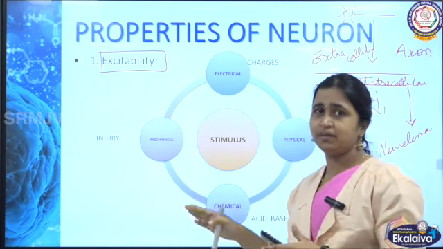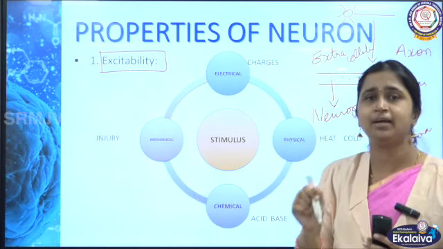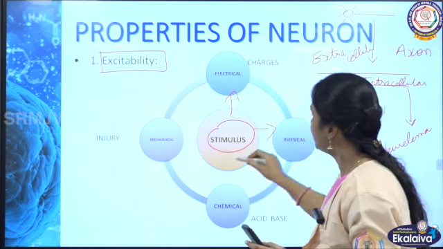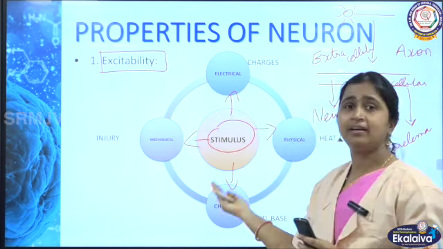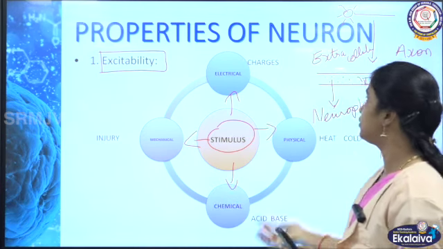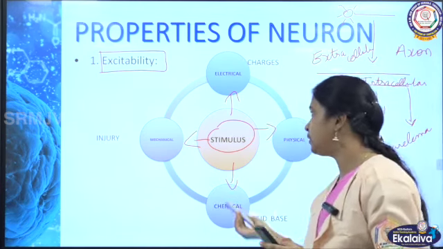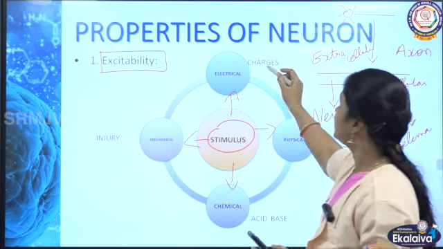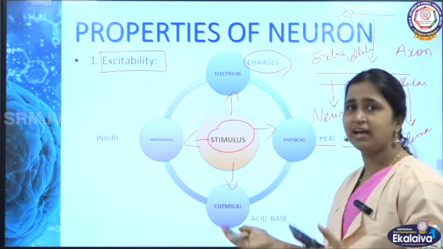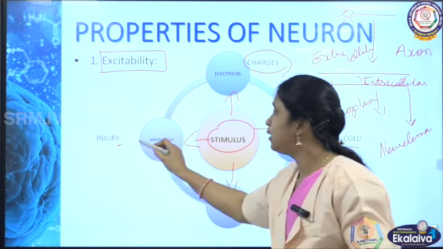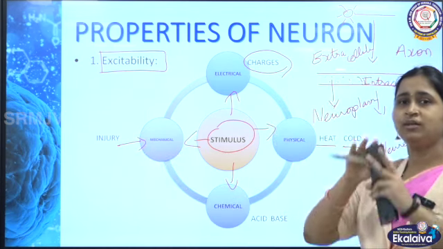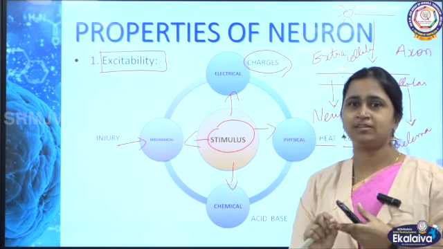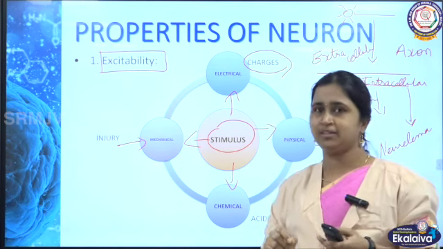So, what is excitability? Excitability is when they are going to conduct the impulse, when there is a stimulus. In these conditions, the neuron can get a stimulus: electrical, physical, chemical or mechanical. You can see physical, maybe heat, cold, and then electrical charges, chemical, acid or base, any type of chemical, mechanical when there is an injury. So in these conditions, the stimulus will start propagating or initiating, we can say. So that you call excitability. Okay.